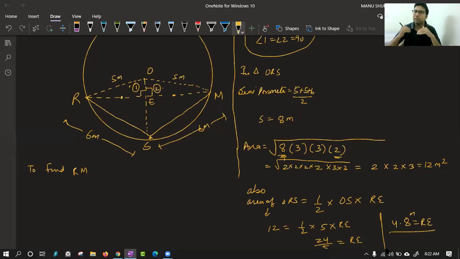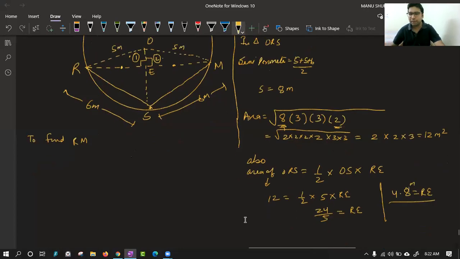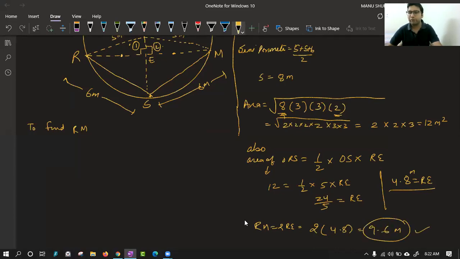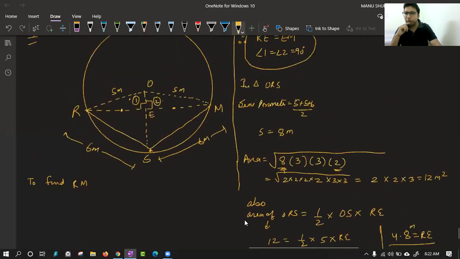Yes, we can just double it and we will get the answer. So the complete RM is twice RE. RM is equal to twice RE, that is, 4.8 twice, 9.6 meters. So this way we have found the complete length RM. Is it clear to everyone? Class, is it clear to everyone?